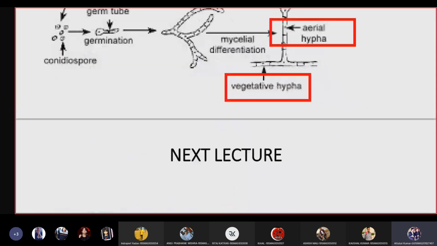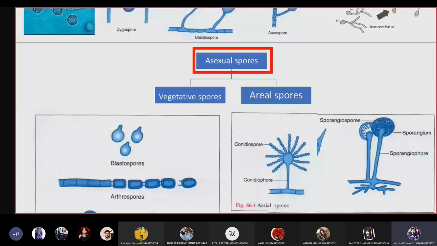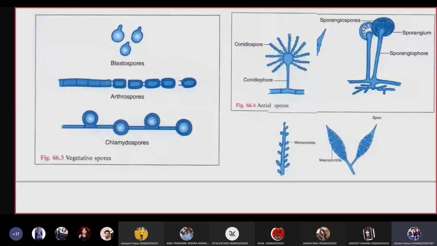Then we discussed in detail reproduction and sporulation in fungi. We discussed the sexual spores such as oospore, zygospore, basidiospore, ascospore. Then asexual spores, which are of two types: vegetative and aerial. Vegetative spores include blastospores, arthrospores, chlamydospores, whereas aerial include conidiospores, sporangiospores, microconidia, and macroconidia.